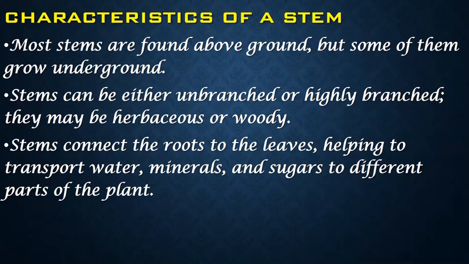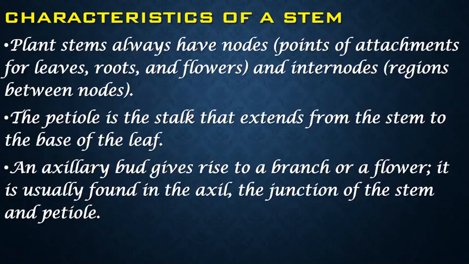Stems connect the roots to the leaves, helping to transport water, minerals, and sugars to different parts of the plant. Plant stems always have nodes, that is, the points of attachment for leaves, roots, and flowers, and internodes, the region between two consecutive nodes.